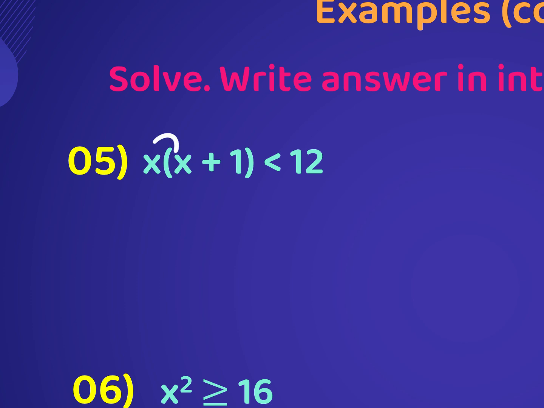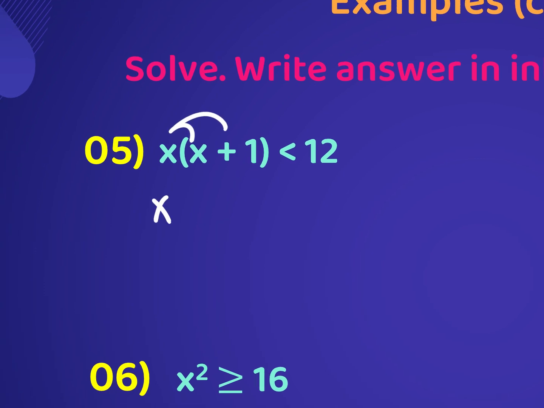So the first thing we're going to do is distribute. We have x squared plus x. What can I do with the 12? I can minus the 12, and then I have less than 0. Now, this is the problem we've done 4 times. What does this sign tell me?